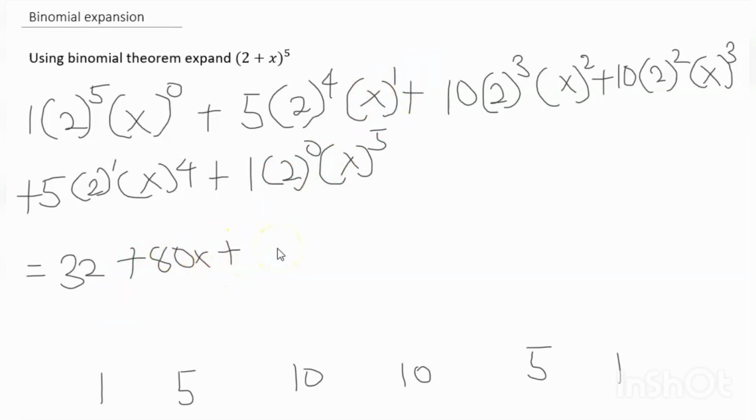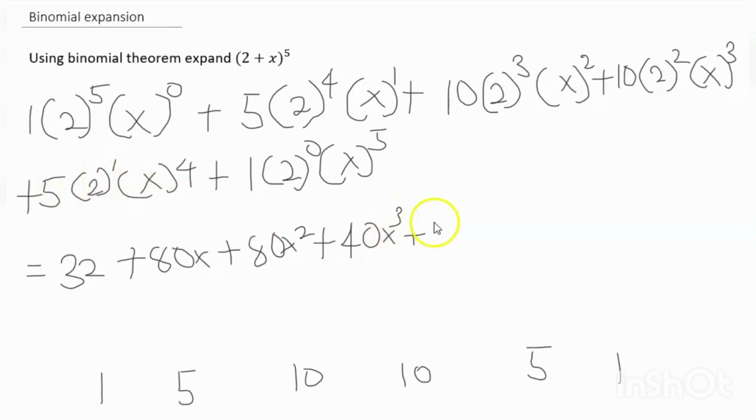Okay, so we just expand the brackets. 2 to the power of 3 would be 8. 8 multiplied by 10 is 80. Then x to the power of 2 is x squared. So that would be plus 80x squared. Okay, 2 to the power of 2 is 4. 4 multiplied by 10 is 40. So x to the power of 3 would be x cubed. So that would be 40x cubed.